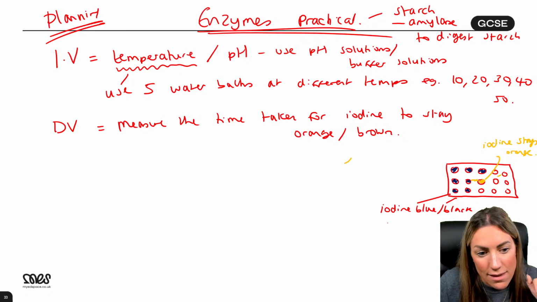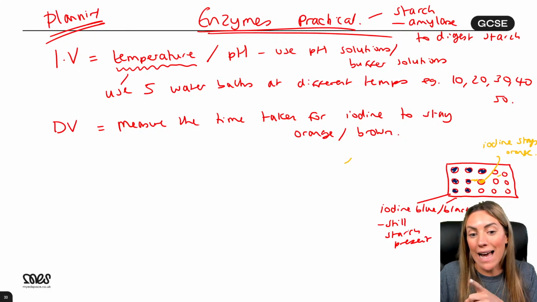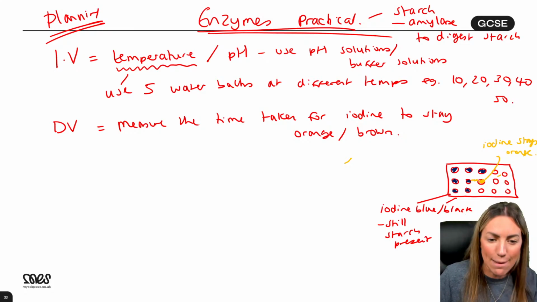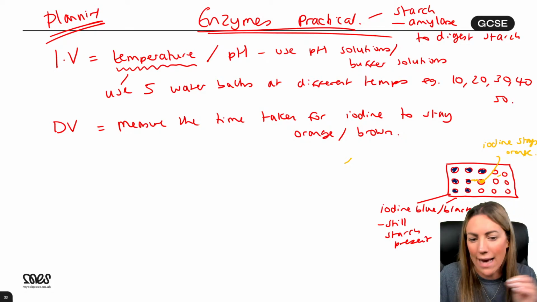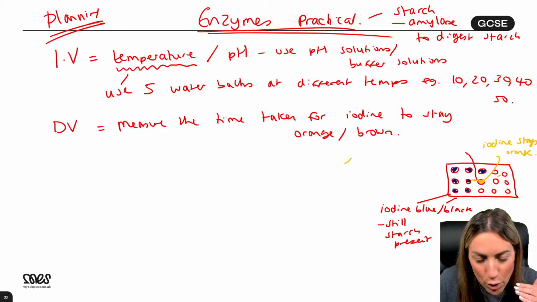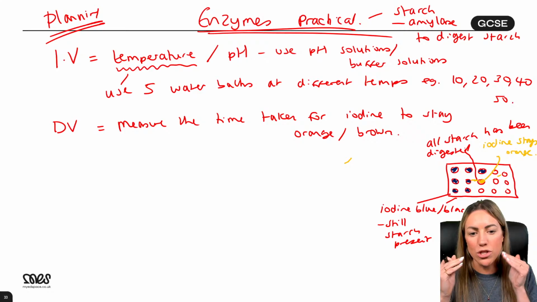Because to begin with, there's still starch present, and iodine goes blue-black in the presence of starch. So I'm going to take a sample after 20 seconds, it still goes blue-black. I take another sample after 40 seconds, it still goes blue-black. There's still starch present. When I get to this point, the iodine stays orange, all starch has been digested. So that is the time that I want to record.